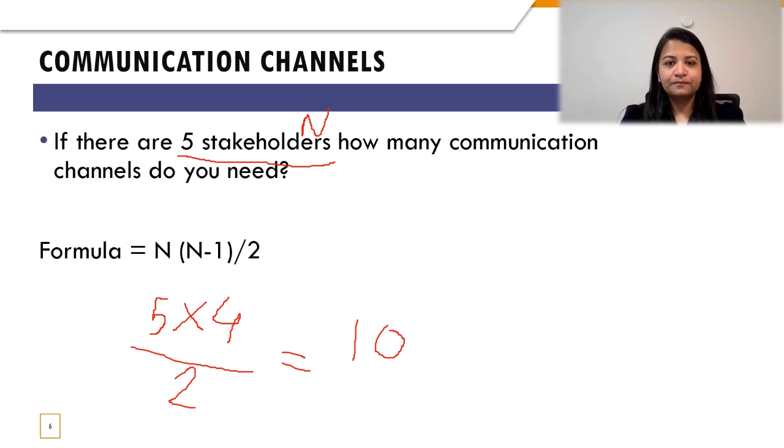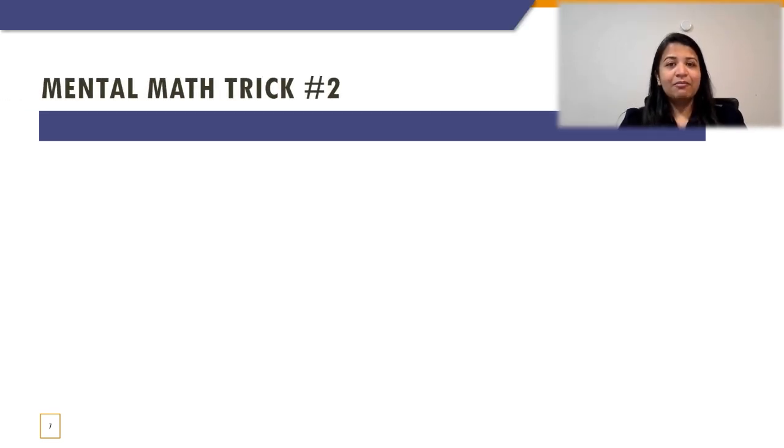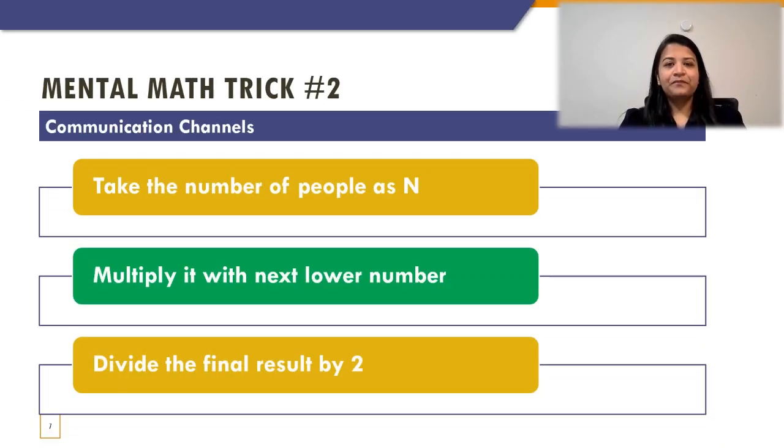by 2. Here comes mental math trick number 2 that we just discussed for communication channels. The first step is to take the number of people given in the question, identified as n. The second step is to multiply it with the next lower number that comes immediately before that number. And step number 3 is to divide the entire result by 2.